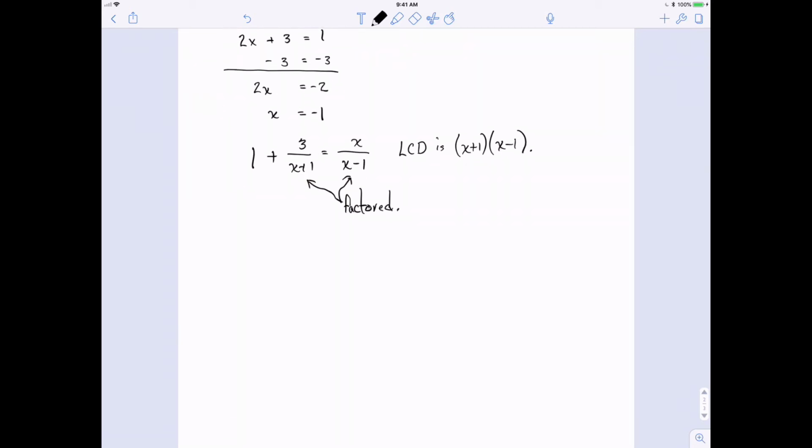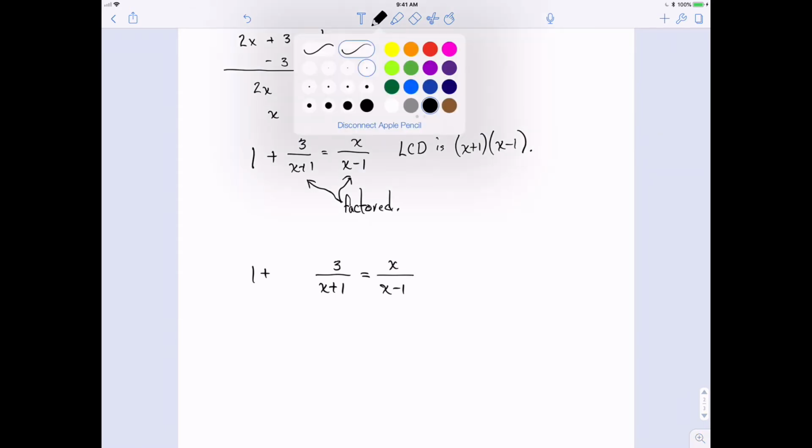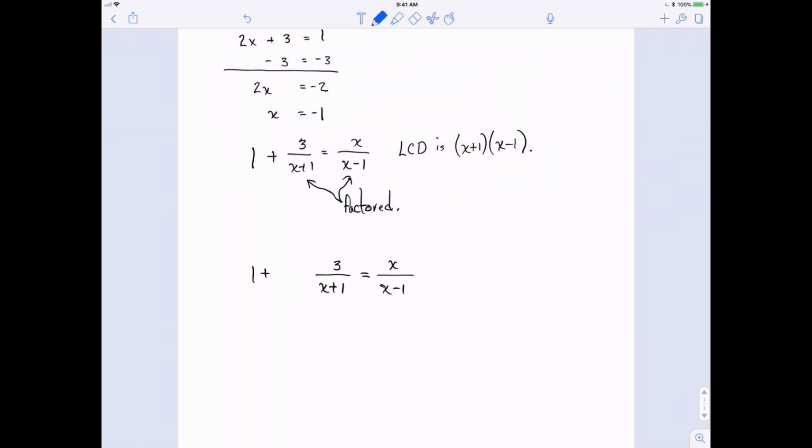All right, now I'm going to rewrite the problem, this time with some space. We'll write it 1 plus 3 over x plus 1 equals x over x minus 1. And then we'll do this in blue again. Now I have to multiply every single rational expression by the lowest common denominator. So I'll have an x plus 1, x minus 1, times, then I need to multiply the next one, so squish it in here. And the right side needs the same thing as well.